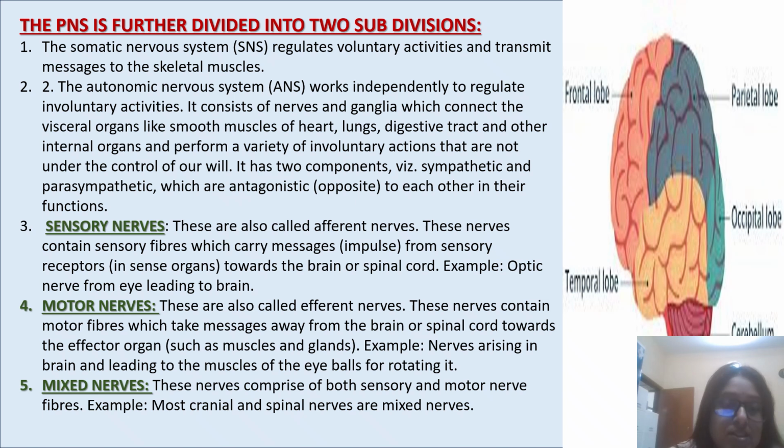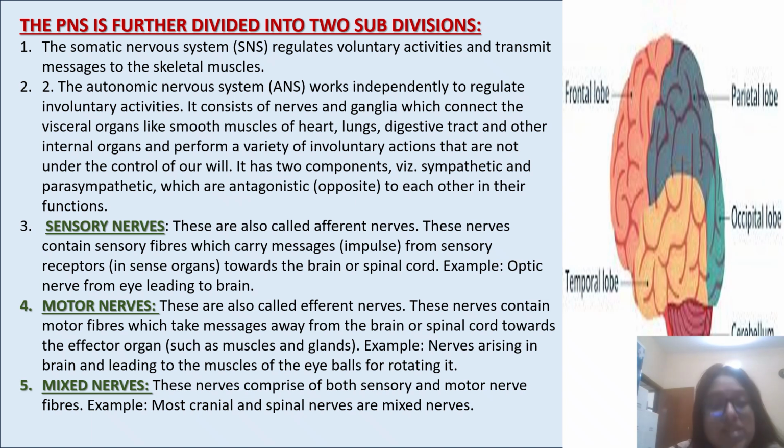Next, motor nerves. These are also called efferent nerves. These nerves contain motor fibers which take messages away from the brain or spinal cord towards the effector organs such as the muscles and glands. Example, nerves arising in the brain and leading to the muscles of the eyeballs for rotating them.